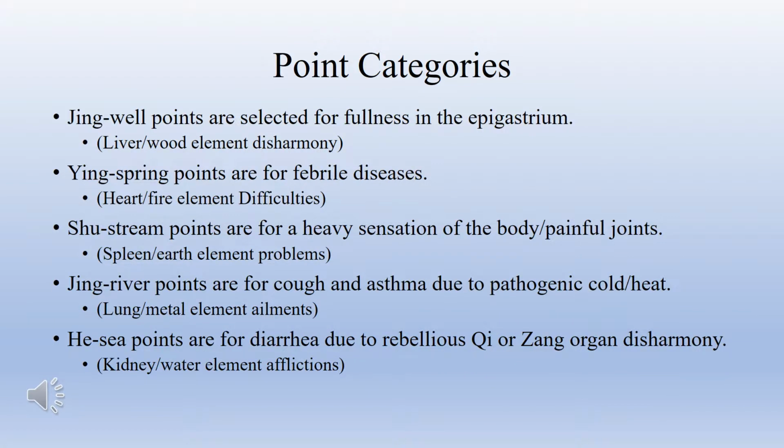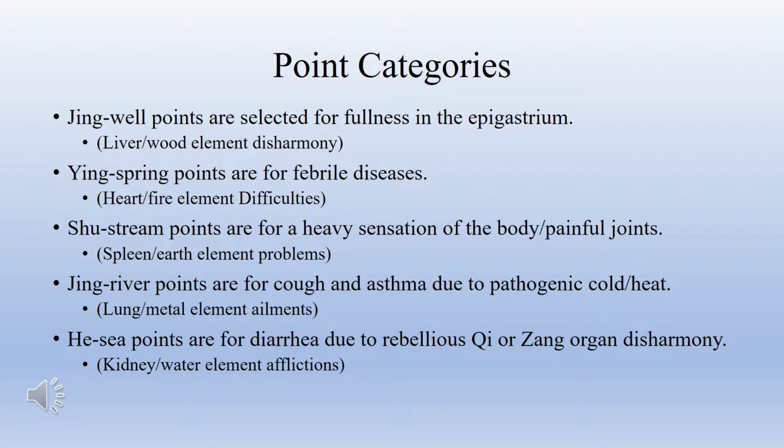Jing well points are selected for fullness in the epigastrium. It's a liver-wood element disharmony. Ying spring points are for febrile diseases, heart fire element difficulties. Shu stream points are for a heavy sensation of the body and painful joints. It's a spleen earth elemental problem.